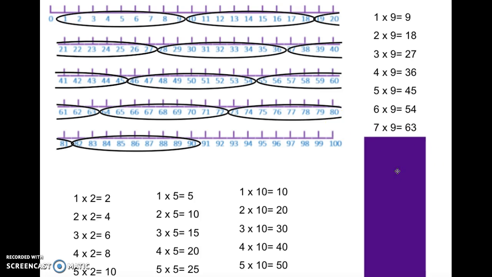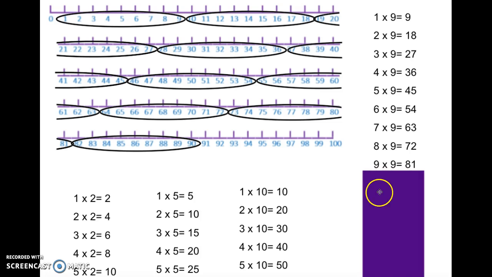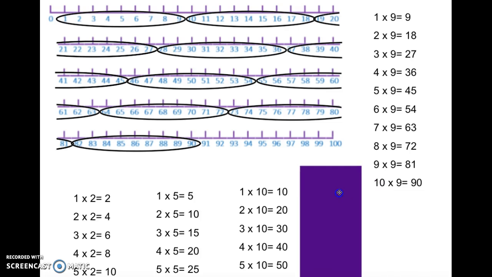7 times 9 is 63, so 7 sets of 9 is 63. 8 sets of 9 is 8 times 9, which is 72. 9 sets of 9 is 9 times 9 equals 81. And lastly, 10 sets of 9, 10 times 9 equals 90.